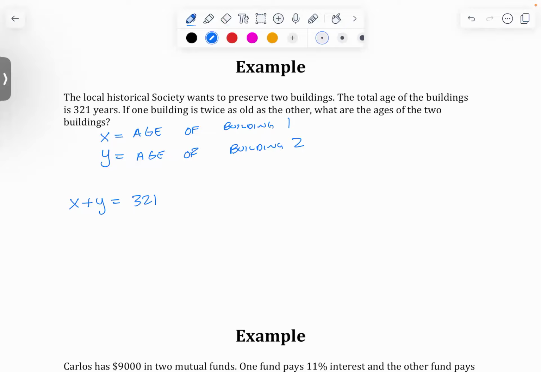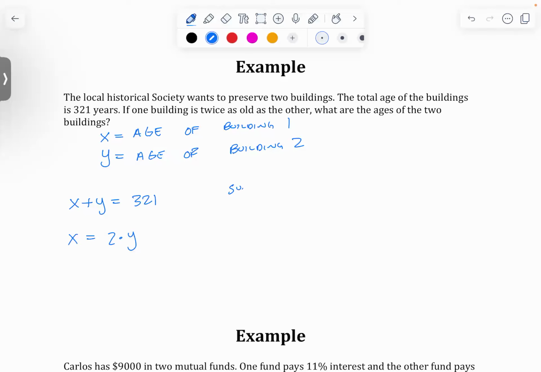Now notice the other one. I'm just going to read this out like a sentence. If one building, let's call that X, is, means equal, twice as old, 2 times, right? Twice as old as the other, 2Y. Now I have two equations, all right? And even at this point, you can do guess and check, but let's continue this with algebra.